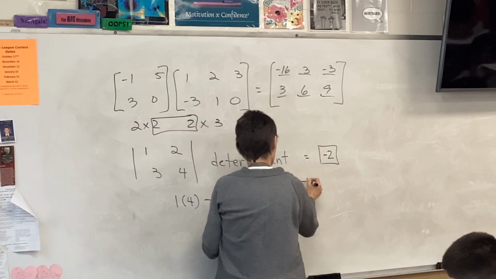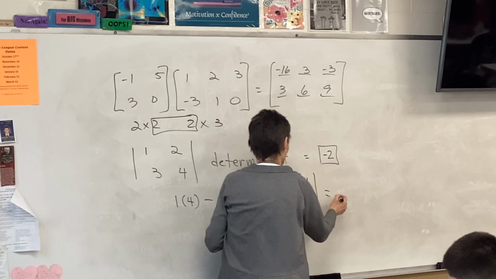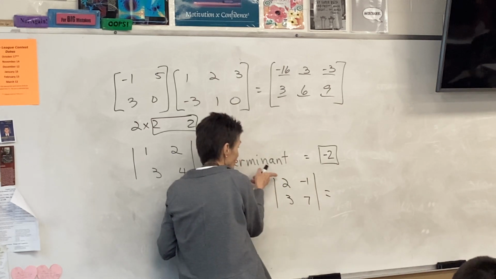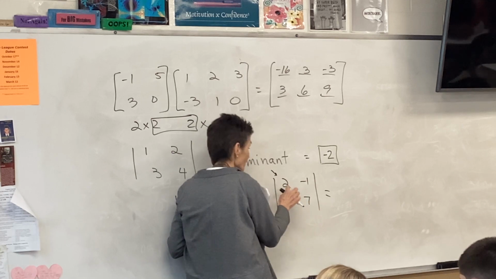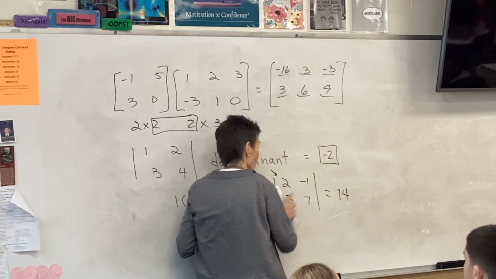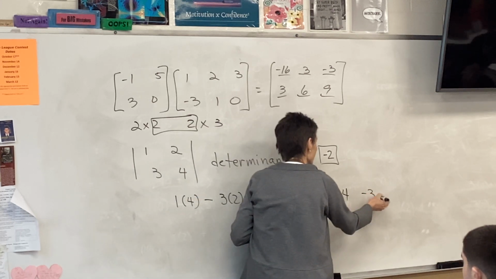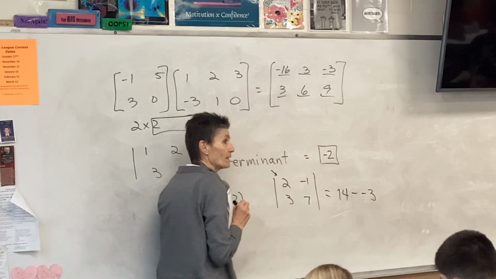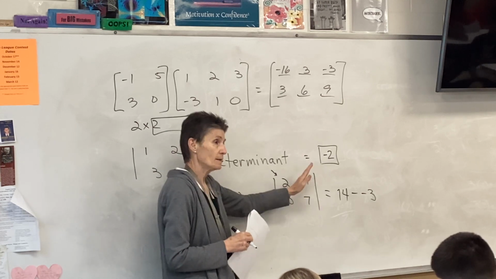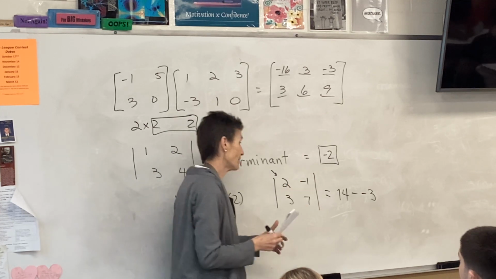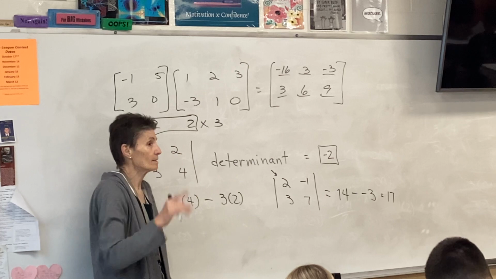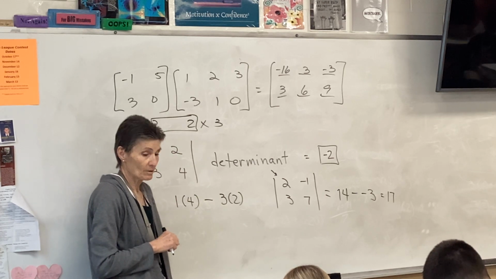Okay, so what about B? Same exact sort of problem. These bars tell me I'm a determinant and I need to be evaluated. So I start right here, I multiply. What do I get when I multiply this way? 14. And what do I get when I multiply this way? -3. And then I always subtract. So it's 14 minus -3, and that's 17. Okay, would you do C? C is exactly the same thing. You're evaluating the determinant.